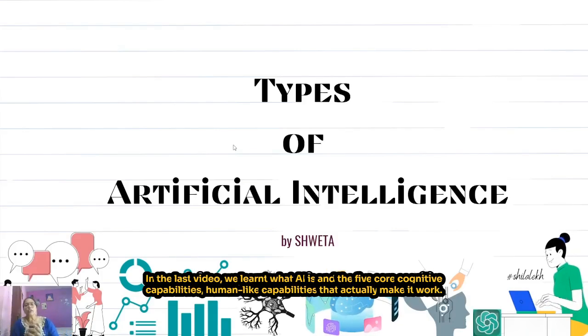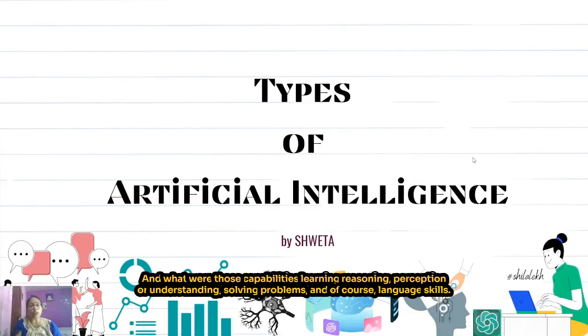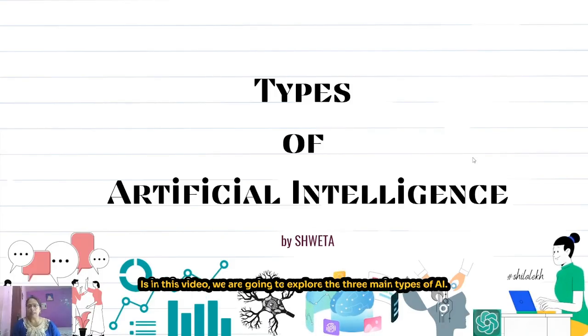So in the last video, we learned what AI is and the 5 core cognitive capabilities, human-like capabilities that actually make it work. And what were those capabilities? Learning, reasoning, perception or understanding, solving problems, and of course, language skills.